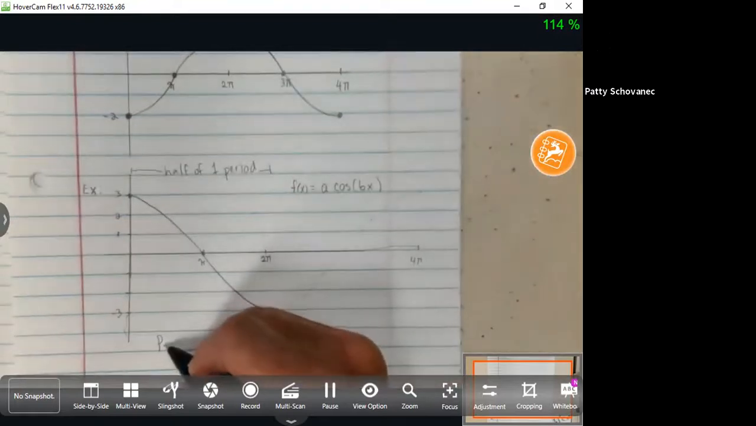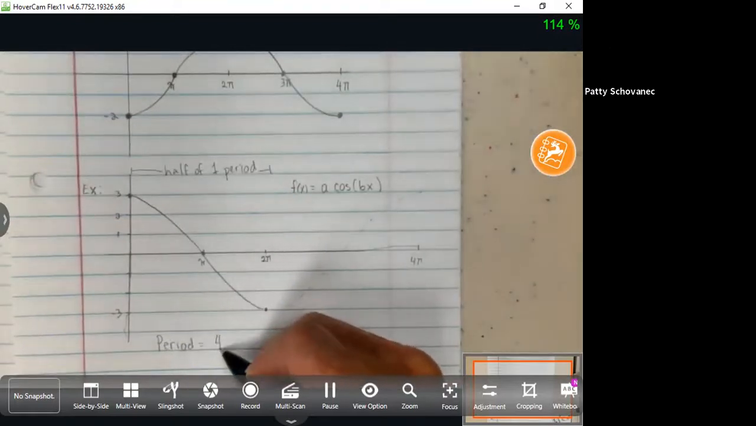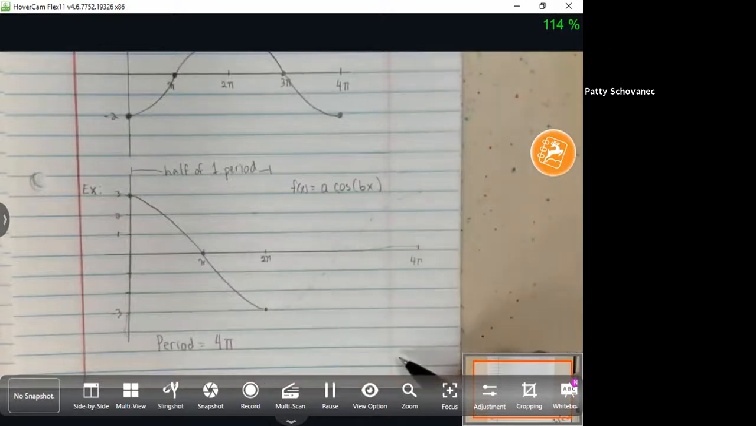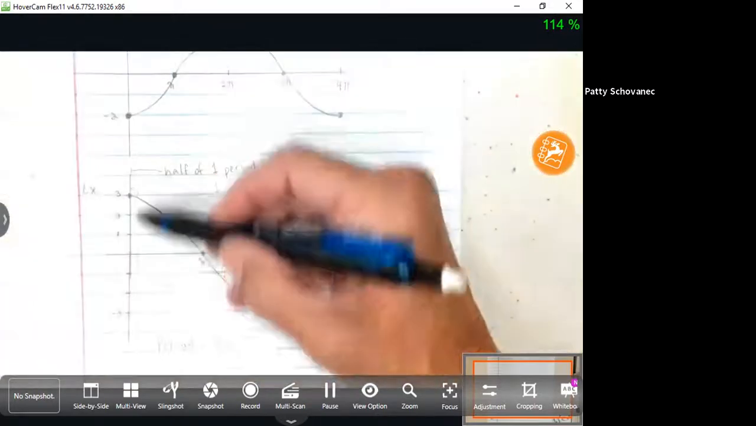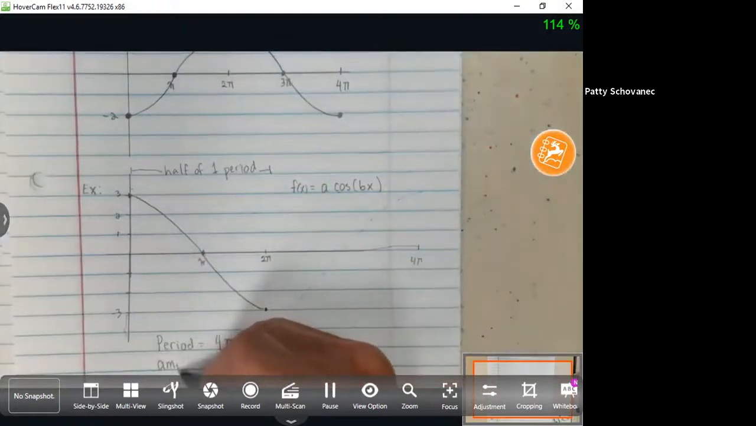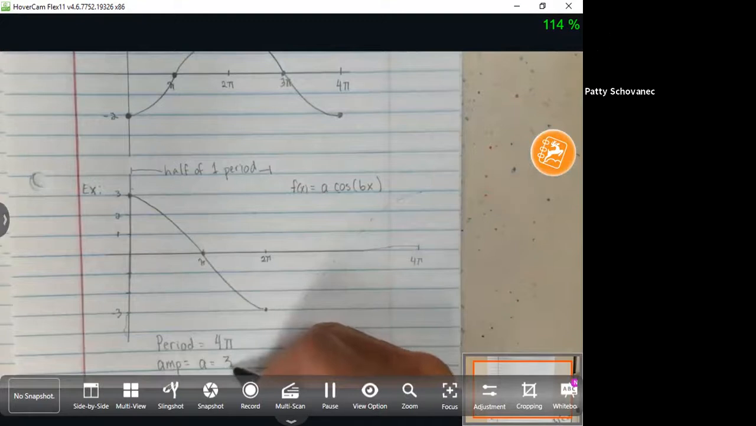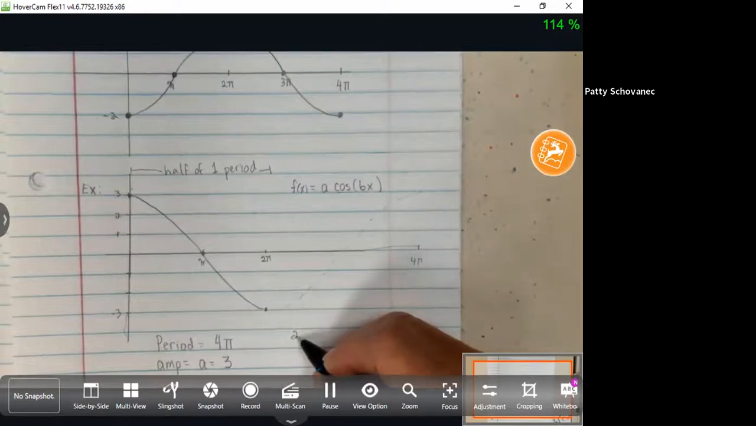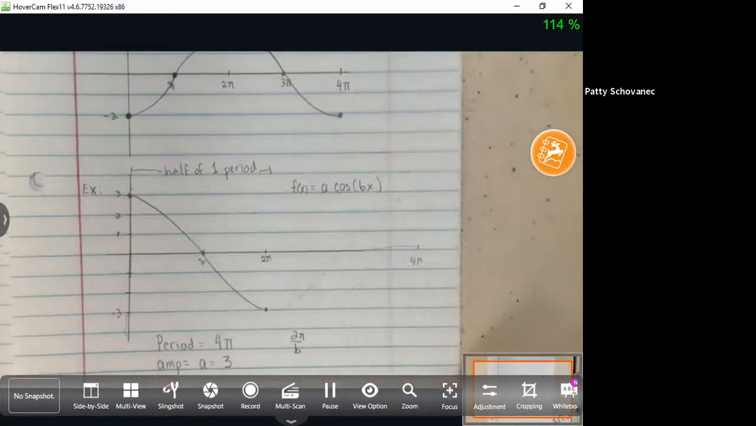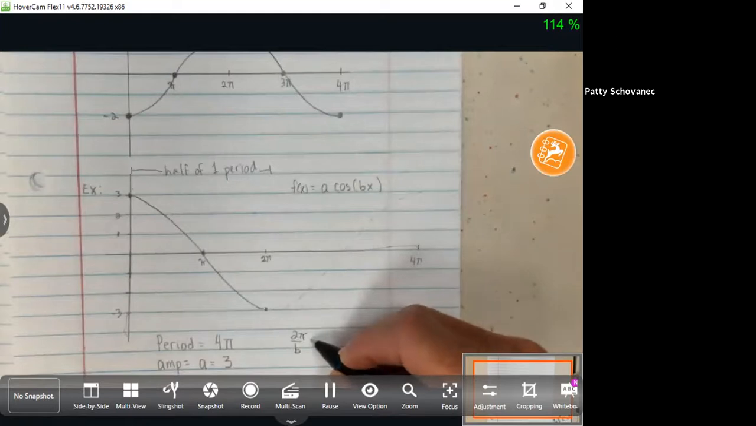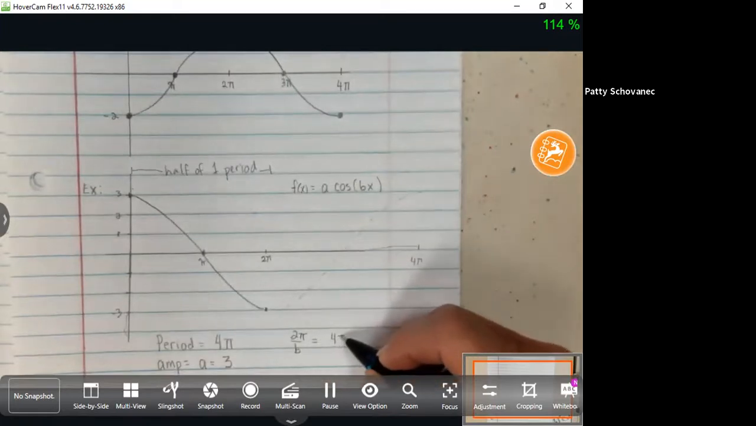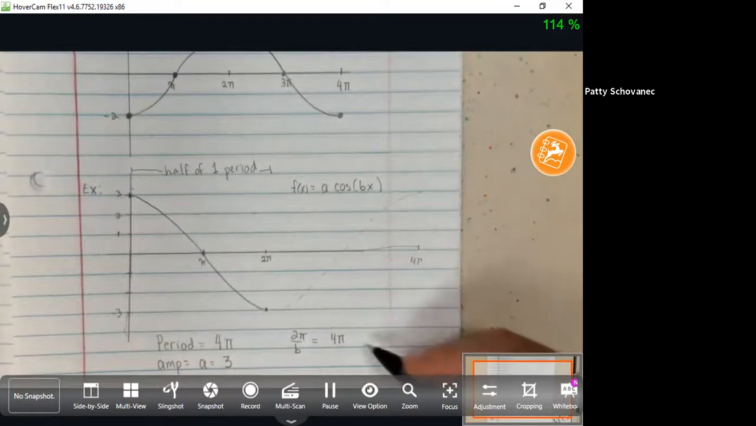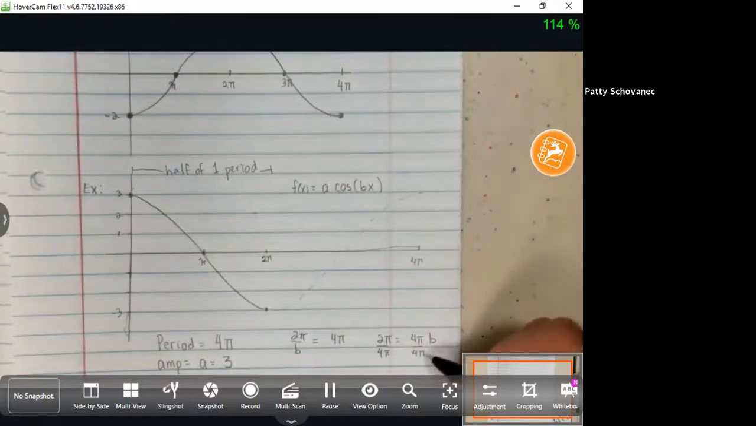So if I know my period is equal to 4 pi, I can figure out B. And I know my amplitude. This goes between 3 and -3. So I know my amplitude A, they're using a lowercase a in this example, is 3. Now remember, period is given by 2 pi over the number in front of the x. So I'm going to solve this equation for B. 2 pi divided by B is equal to 4 pi. And so if I cross multiply, I get 2 pi is equal to 4 pi B. Now divide by 4 pi, and I get B is equal to 1/2.